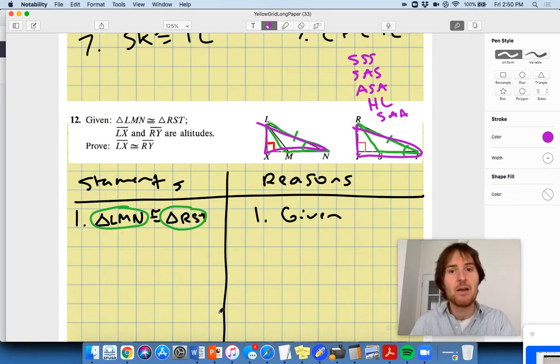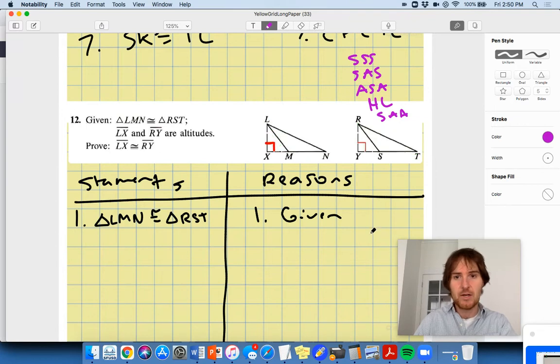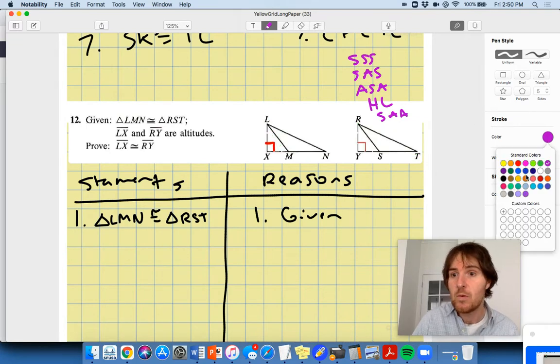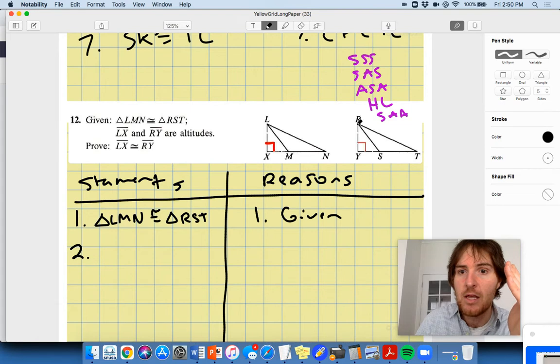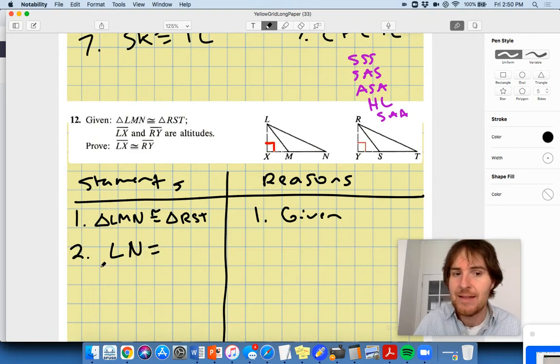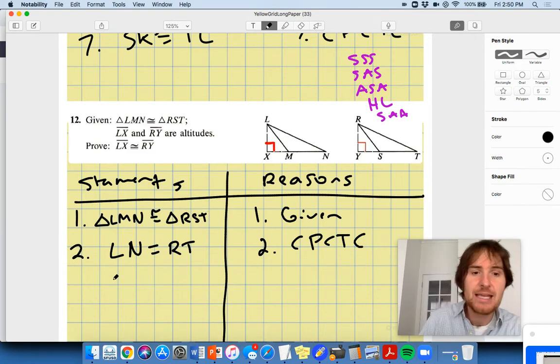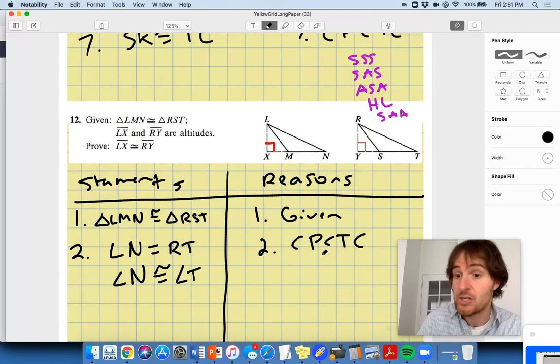All right, let's break it down. Perhaps you don't see it. Perhaps you want to go a little more slowly with me here. But the idea of this is we are going to use CPCTC. Well, I know I want to get that triangle congruent to that triangle. And I know this is true already because those are two triangles congruent. So I'm going to say CPCTC. I'm going to get LN, oops, not LM, LN equaling, that means distance LN equals distance RT, and that's through CPCTC. And I'm also going to get angle N congruent to angle T, and that's also through CPCTC.